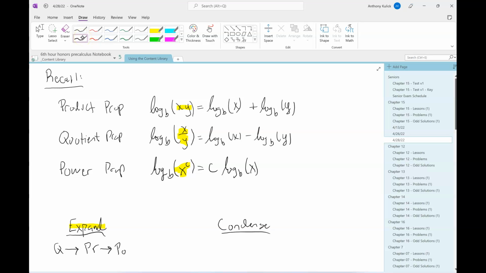Condensing is the opposite idea. So we're going to take many logarithms and try to write them with as few logarithms as possible. To do that, we're typically going to go in the opposite order: power, product, quotient. And since we're trying to condense or contract these logarithms, you're going to be looking at the right-hand side of the properties. So for the product property, you're looking for addition, quotient property, subtraction, and power property, a coefficient.